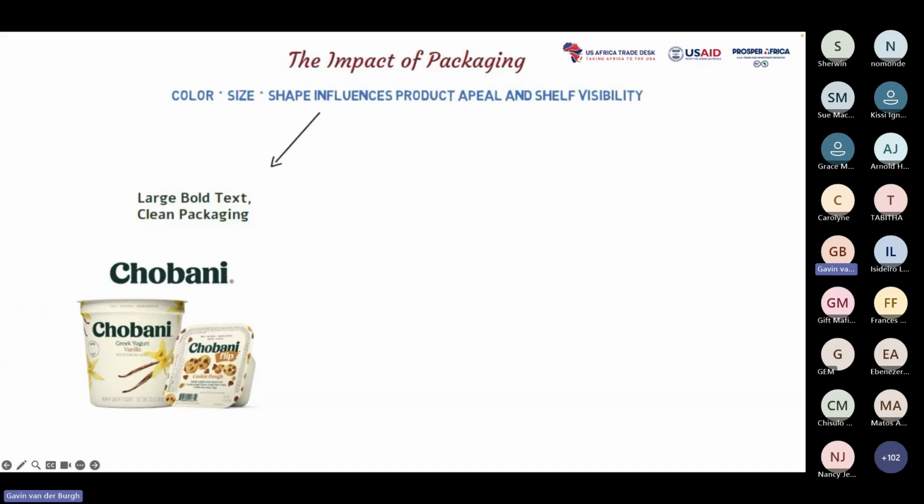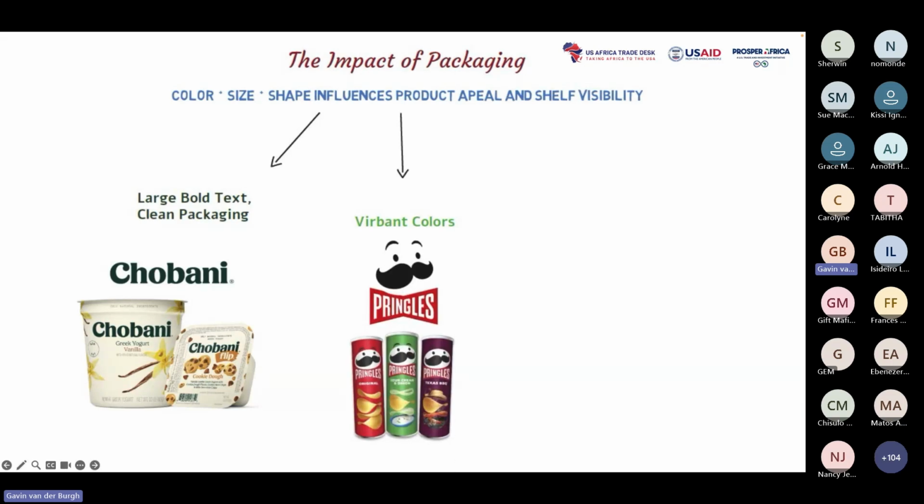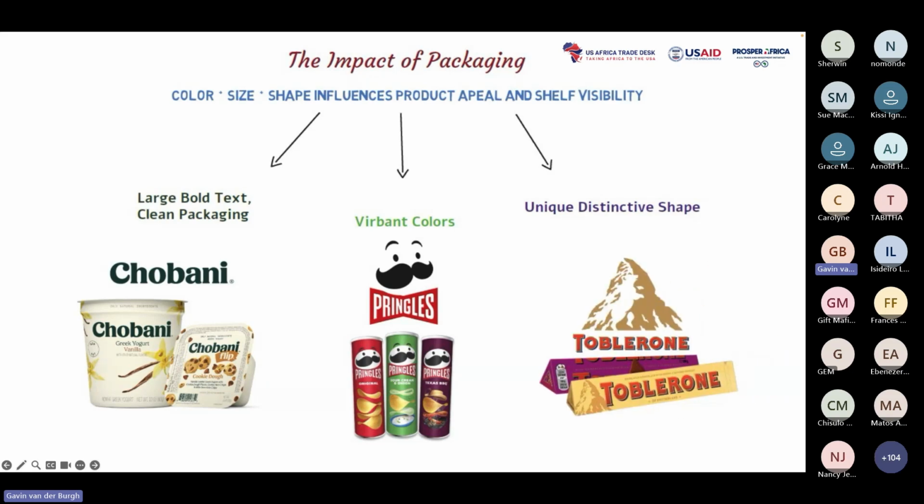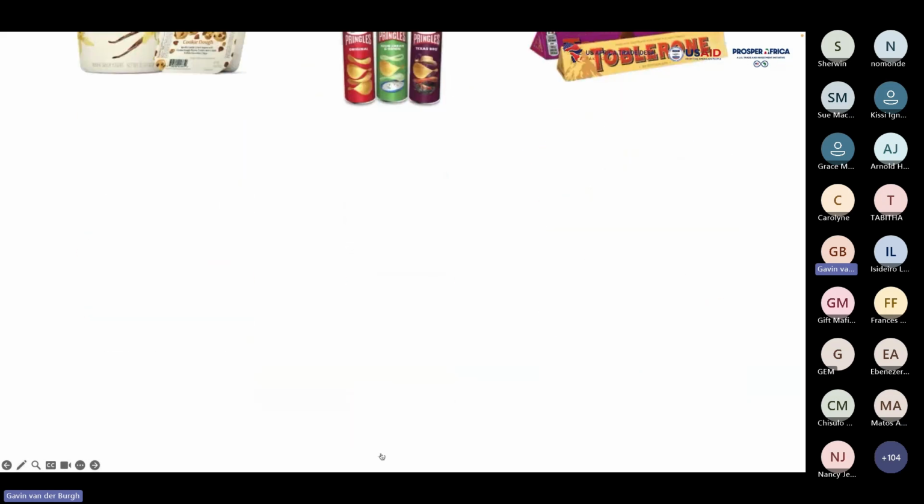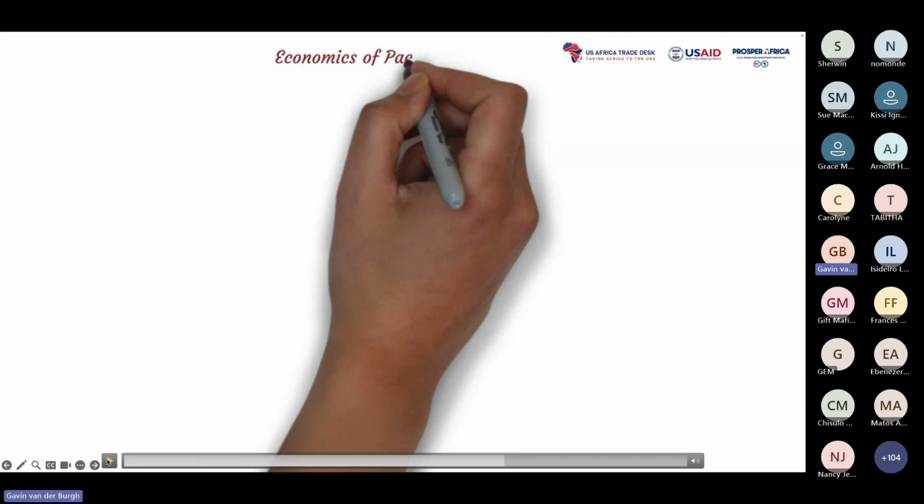So Chobani, for example, a big brand name, has minimalistic packaging, and the name resonates: yogurt. Vibrant colors, on the other hand, a company like Pringles, they've got colors in there, and their name isn't really standing out, but it's the shape of their packaging that really resonates well. And then you have a look at something like Toblerone, for example. That becomes one of those brands where everybody recognizes the packaging of Toblerone.